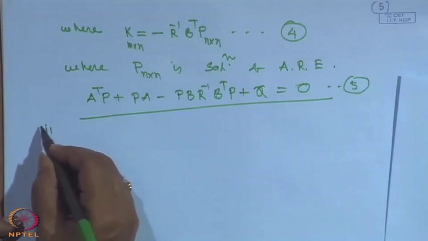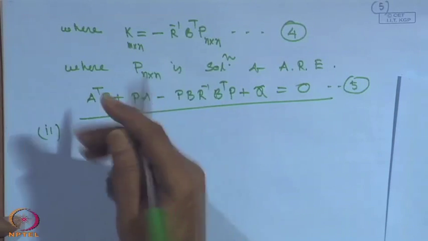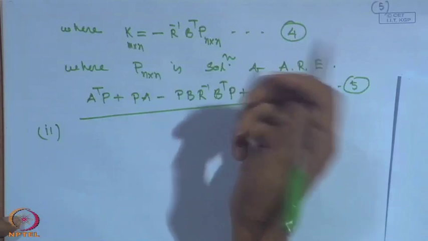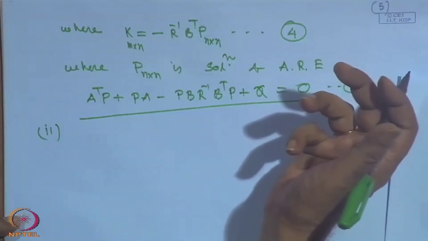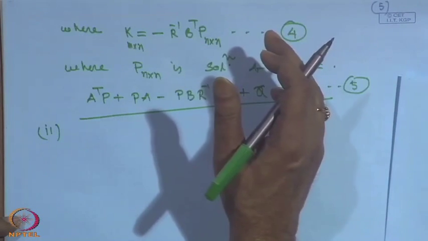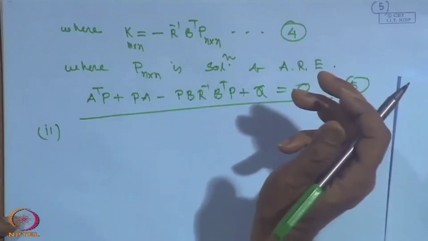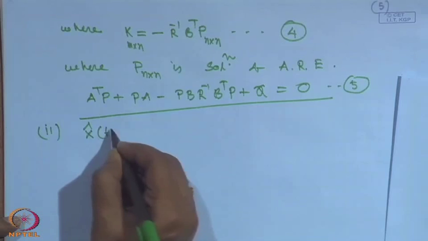Next, once we design K, I cannot implement u of t until we estimate the states, because our system equations are corrupted with noise of known statistics. That means the noises are zero mean white Gaussian processes, and some other assumptions are also made. So now, next is how to estimate x of t.